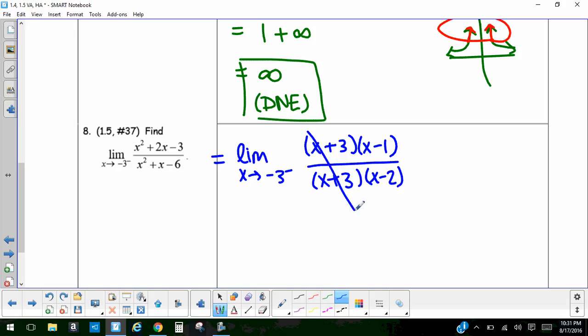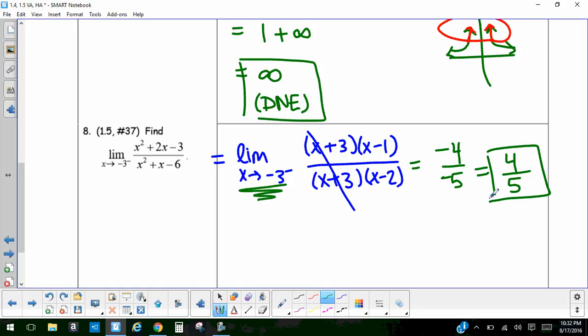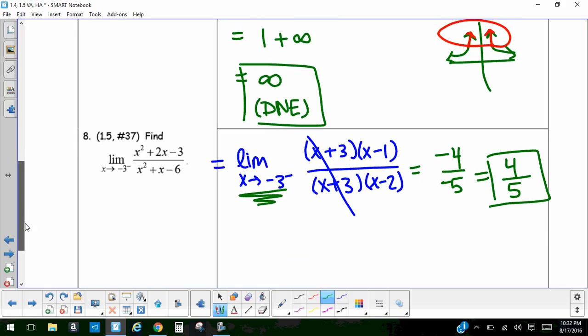But this cancels, and now I can come back and plug in the -3. We don't even need to worry about the minus from the left right now. Let's just plug in and see what we get. We'd get -4 on top, and then -3 minus 2, we get -5 on the bottom. It doesn't even matter that I was approaching from the left because I didn't get any kind of weird answer. I was just able to plug in and get a normal answer, so 4/5. This didn't involve a vertical asymptote or infinity at all. So sometimes you're just going to see random normal limits sprinkled in.